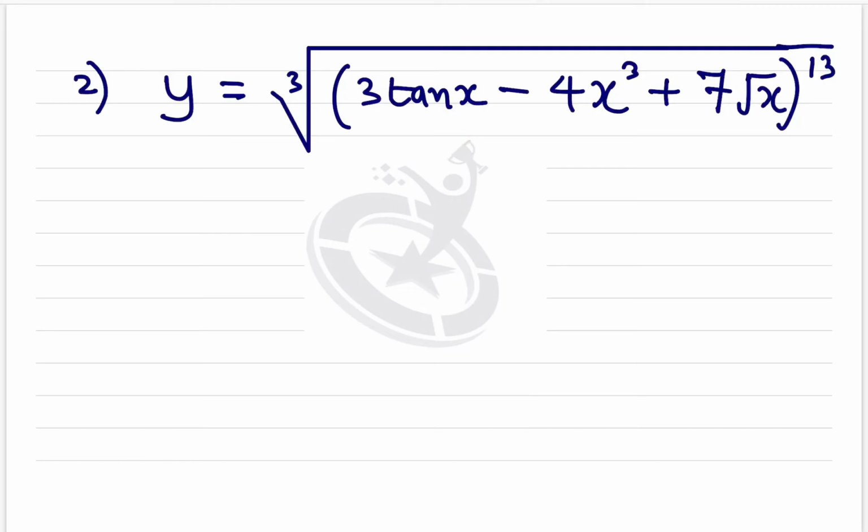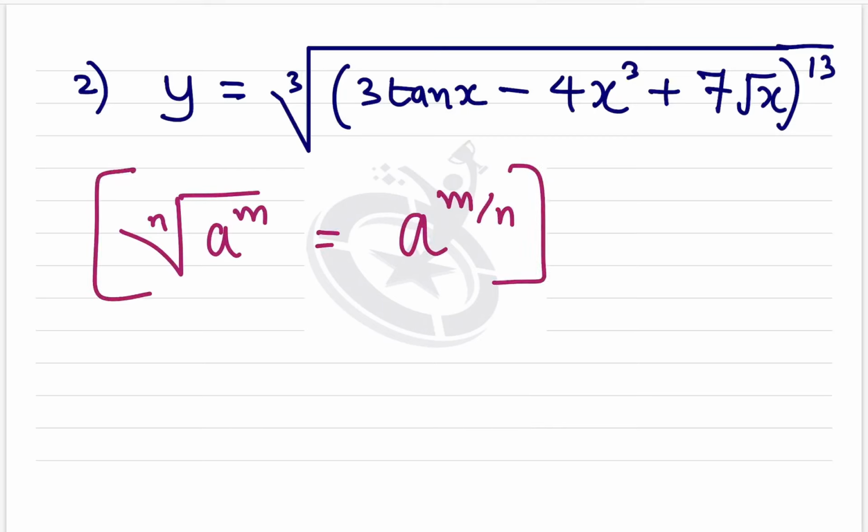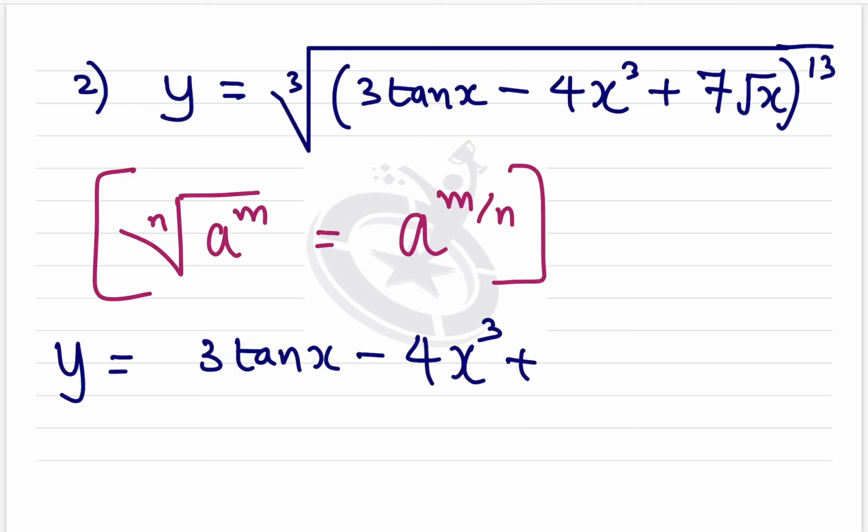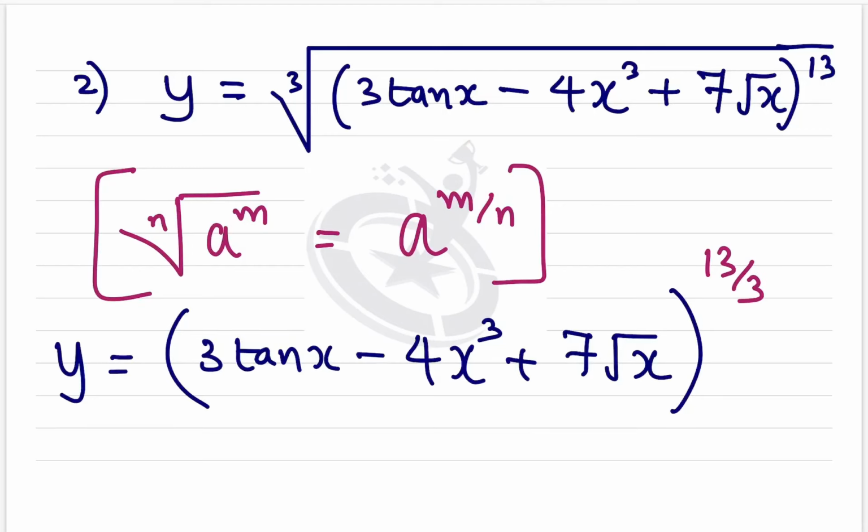Now we write the power index form first. Nth root of a raised to m is always written as a raised to m by n. I hope you know this power index rule, right? So if I write the whole function in that form, my function becomes y is equals to, the bracket was 3 tan x minus 4x cube plus 7 root x, the whole raised to, क्या हो जाएगा बच्चे लोग, whole raised to 13/3 आएगा. Clear?